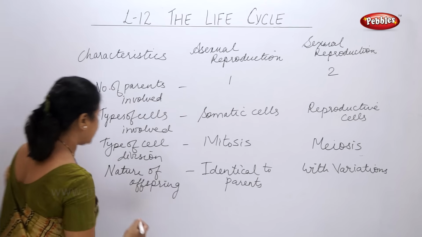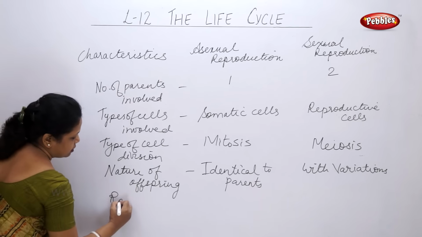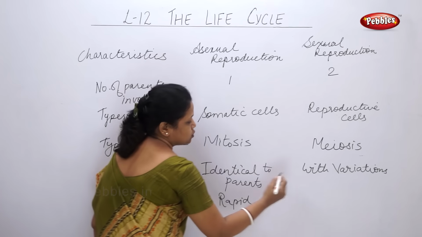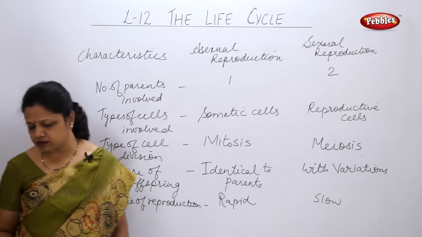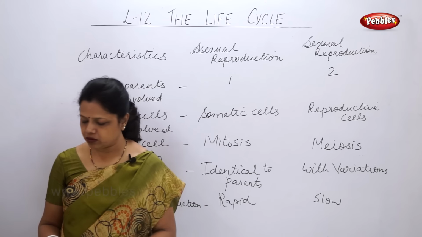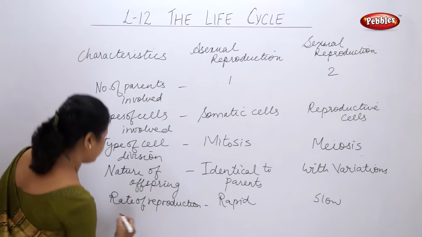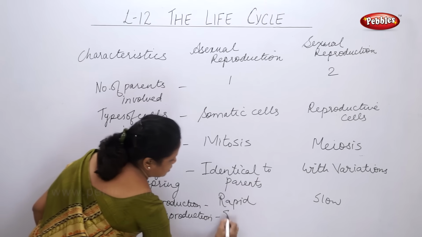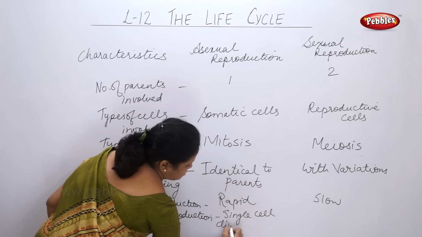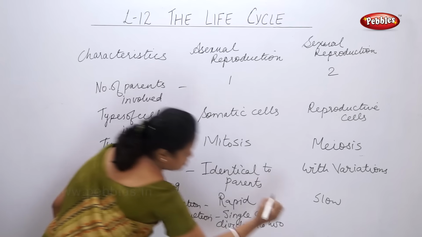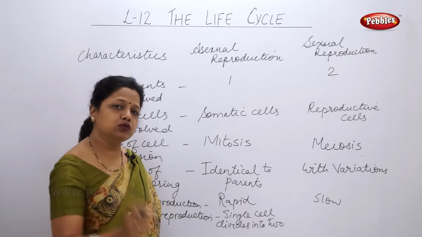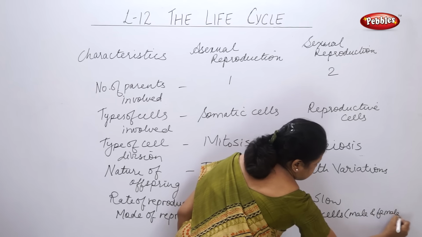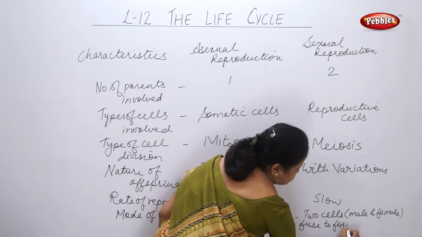Next one, rate of reproduction. How fast is the reproduction done? Here in the asexual reproduction it is quite rapid, and in sexual reproduction it is slow. But these are the major differences. And modes of reproduction. The mode of reproduction in asexual reproduction is a single cell dividing into two. So mode of reproduction is single cell divides into two. But what happens in sexual reproduction? Here the two cells, male and female, fuse to form zygote.